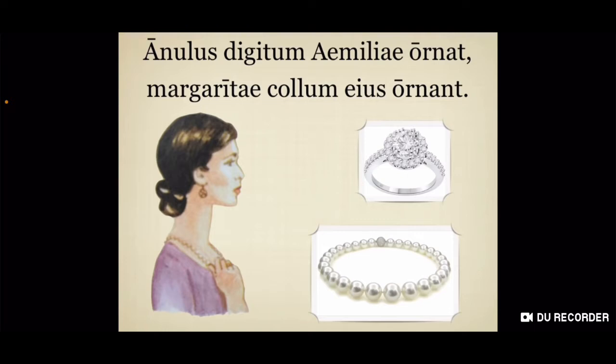A ring is adorned. A ring is on the finger of Amelia. Ornat is adorned. A ring is adorned on the finger of Amelia. Pearls is adorned on her neck.